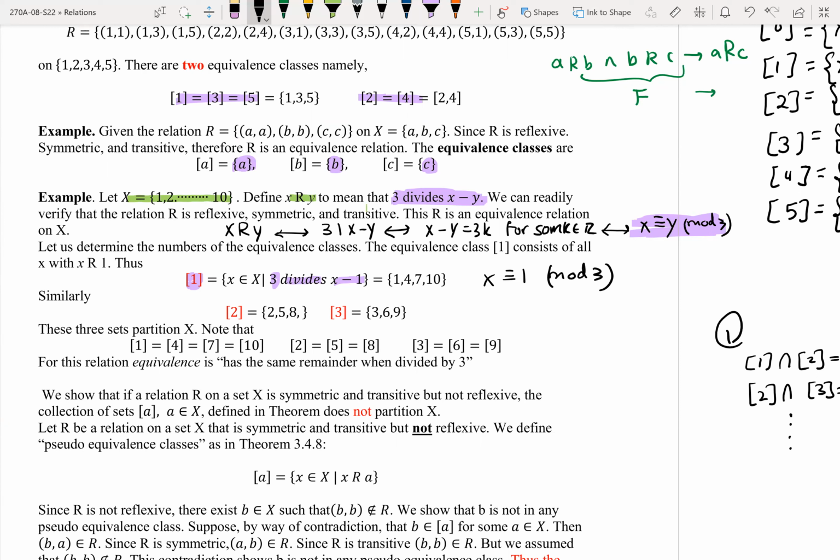Similarly, when you have the class of 2, you're looking for all numbers from 1 to 10 which have the same remainder of 2 when you divide by 3. And you're looking for all numbers which have the same remainder of 3 when dividing by 3 over here, which is the same as 0. Okay.